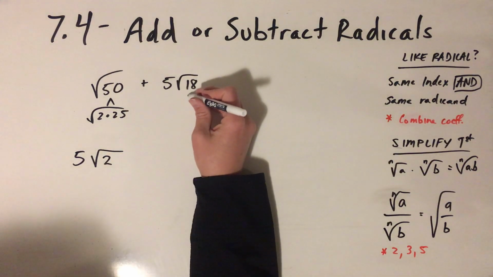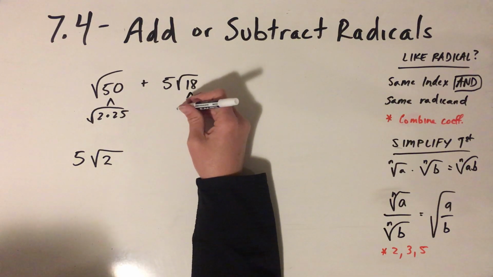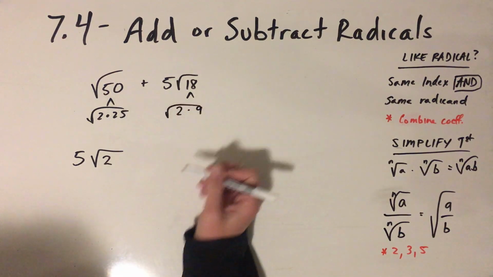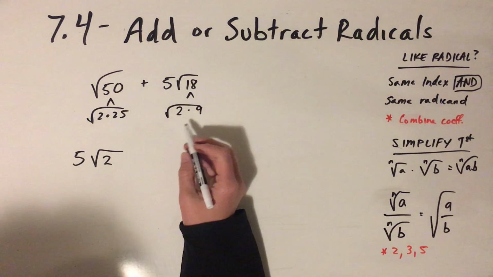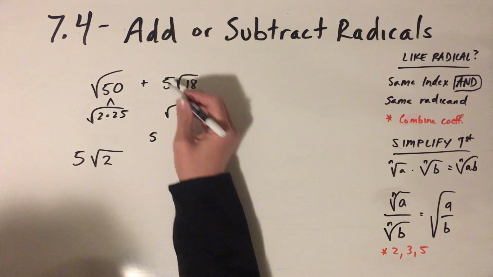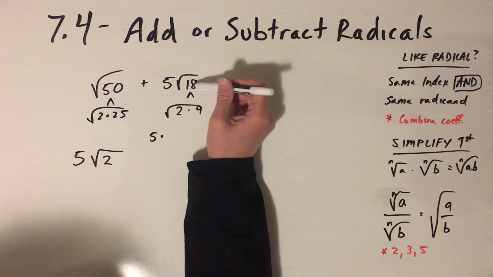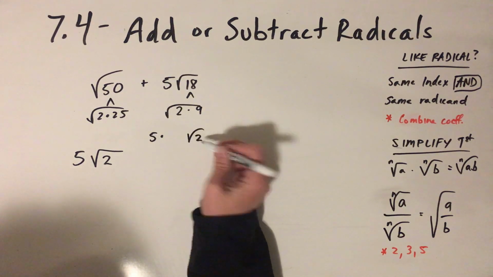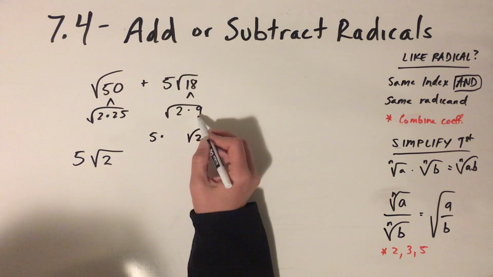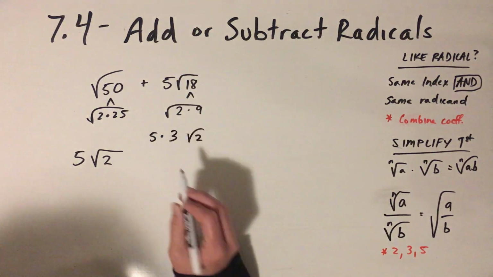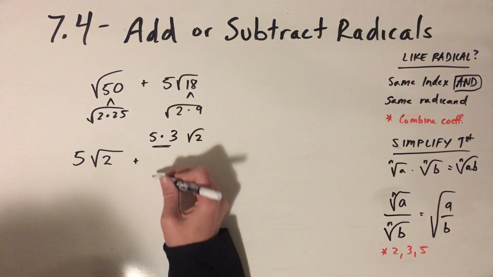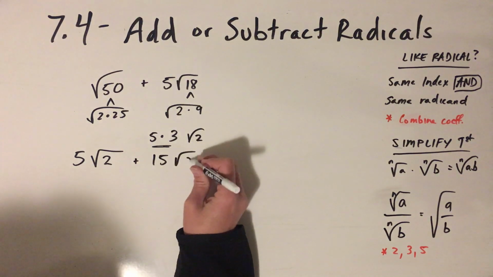Okay, and this 18, again, I'm going to look and say, oh, well, that's 2 and 9. Hey, that's a perfect square as well. So I'm going to have a 5 outside already. Remember, the relationship between the 5 and the square root is multiplication. The square root of 2 is going to stay in, but the square root of 9 is 3. It's going to come out. But the relationship here, again, is multiplication. So this is going to be plus 15 square roots of 2.